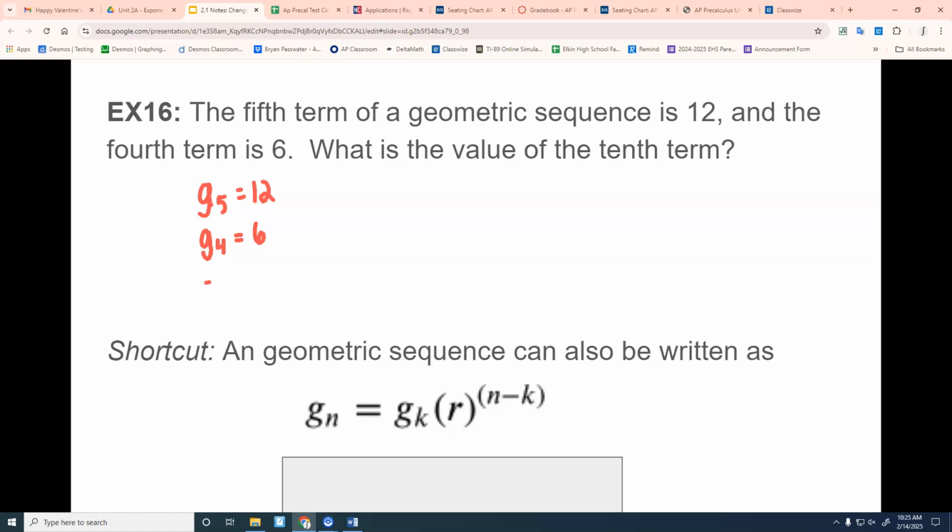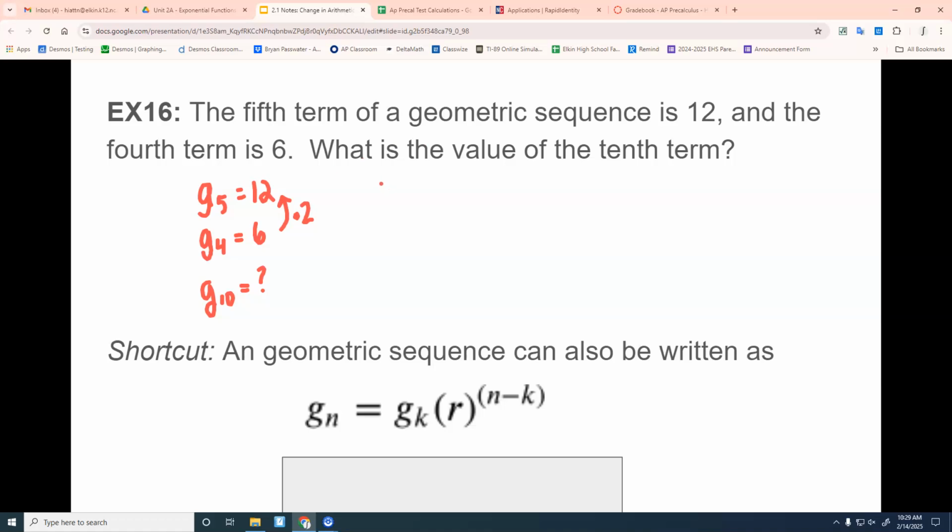The question's asking you for the 10th term. So I want you guys to find that for me. You can do it however you want. Find that 10th term for me. I'm going to let you try it on your own first. There's several ways you could approach this. First of all, I wrote this a little bit backwards. What are you multiplying by? Because you're multiplying by 2.